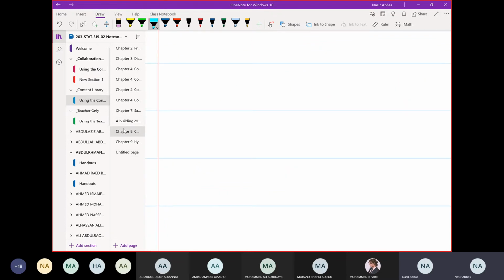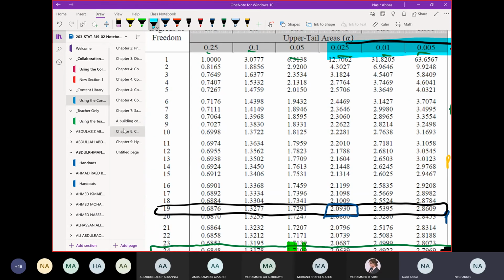Let us try to find 1.3416 in the table. And obviously you will not find 1.3416 in the table, but you will find a value smaller than that and you will find a value bigger than that. Where is 1.3416 falling? It's falling in between two values, 0.1 and 0.05. So the upper tail probability will be in between 0.05 and 0.1.